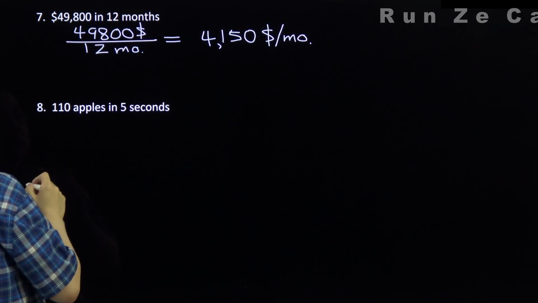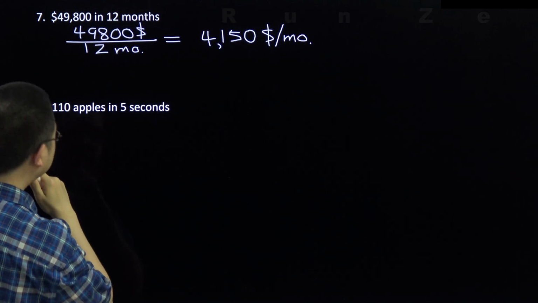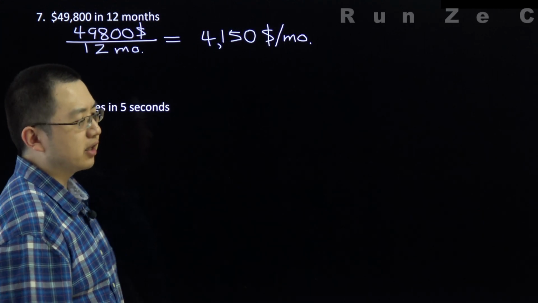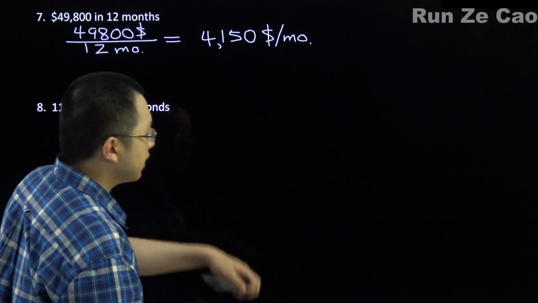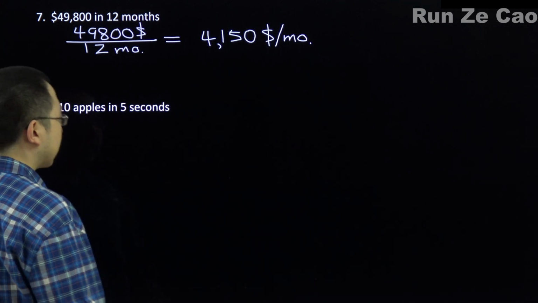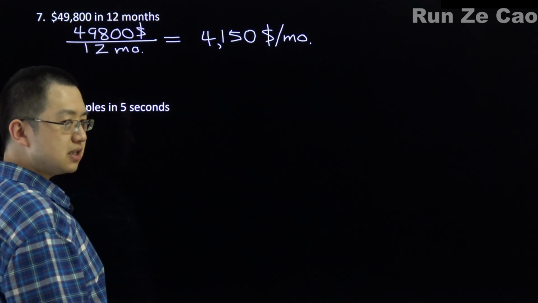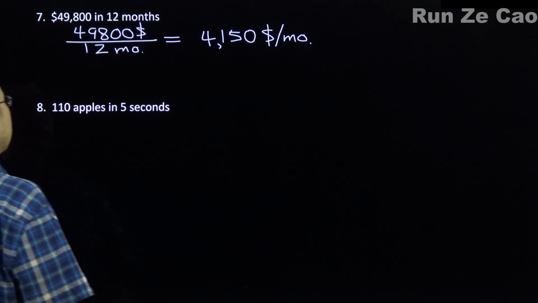How about the next question? 110 apples in 5 seconds. What are we doing here? Are we dumping apples out of a bin or something? Or picking apples with machines? Maybe.